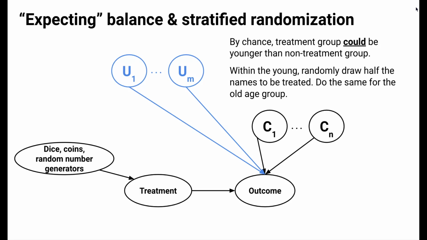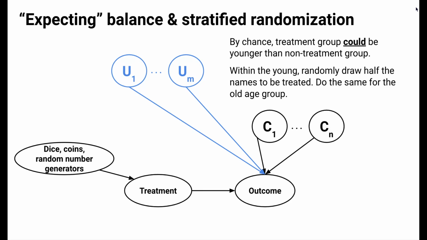So the key word in all of this has been expect. It's certainly true that just by chance, the treatment group could be younger than the non-treatment group. A strategy to prevent this is called stratified randomization. Say that we have two age categories of people, young and old, and we're thinking that age might be a confounder. We could gather all the names of the young participants and draw half randomly out of a bag to receive the treatment, and the other half of the young would not receive the treatment. We can repeat this process in the old. In this way, the age distribution is exactly balanced between the treated and the non-treated.